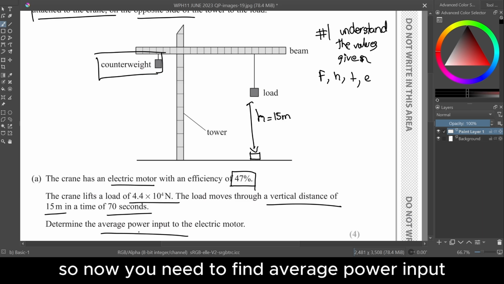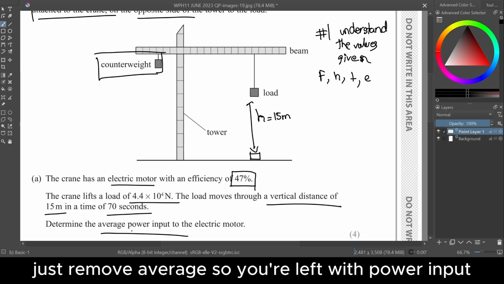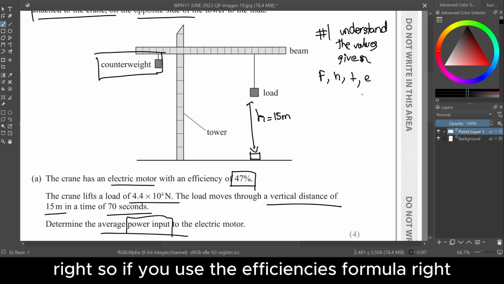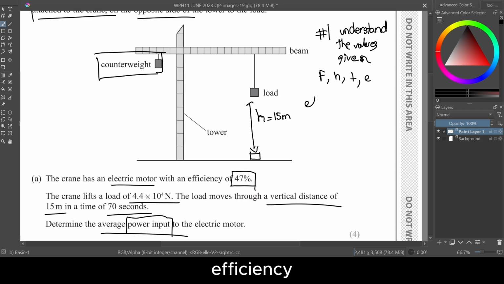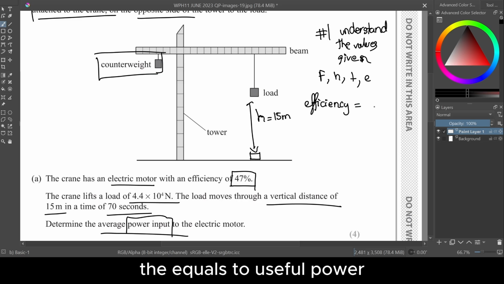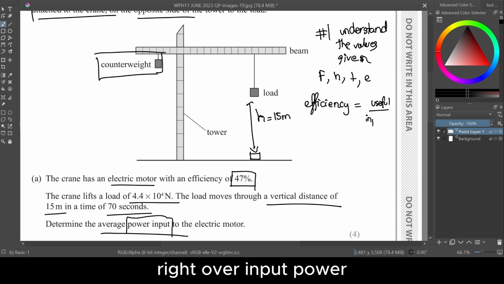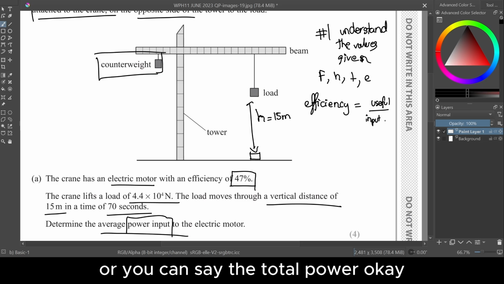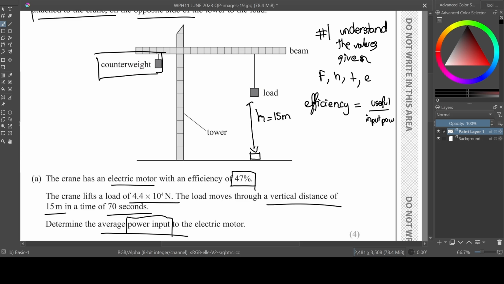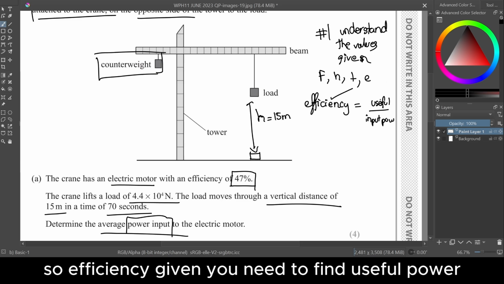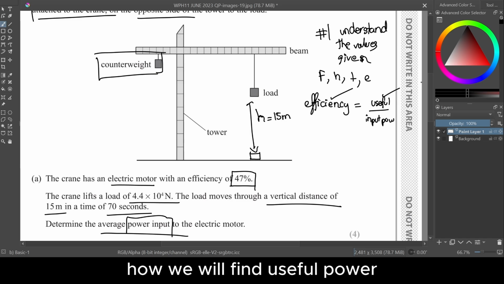So now you need to find average power input. Just remove average so you're left with power input, right? So if you use the efficiency's formula, efficiency is equals to useful power over input power, or you can say the total power, okay? So efficiency given, you need to find useful power. How will we find useful power?